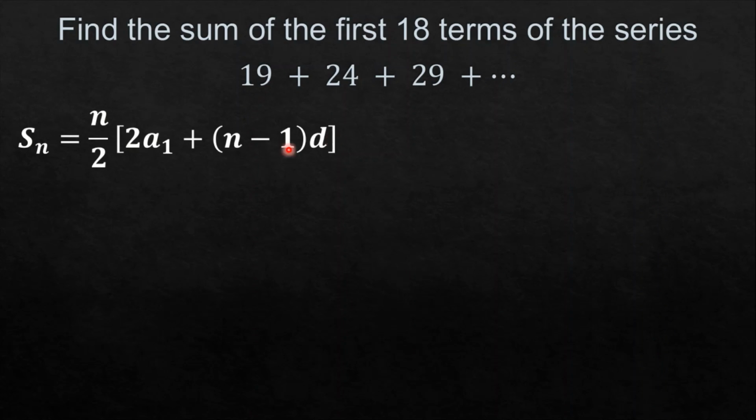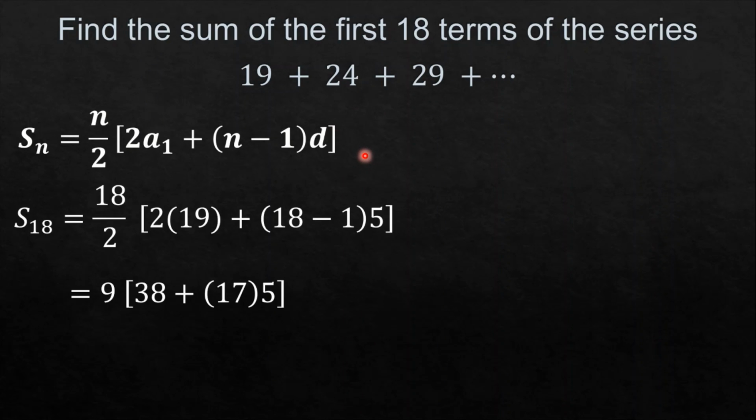So, hanapin natin ang values ng n, a sub 1, and d. Ang n natin ay 18 kasi sum of the 18 terms. Ang a sub 1 natin ay 19, first term. At ang common difference natin ay 5. So, 24 minus 19 is 5. 29 minus 24 is 5. So, the common difference is 5. Then, i-plug in natin siya dito sa ating formula. So, we have here 18 over 2 times 2 times 19 plus 18 minus 1 times 5.